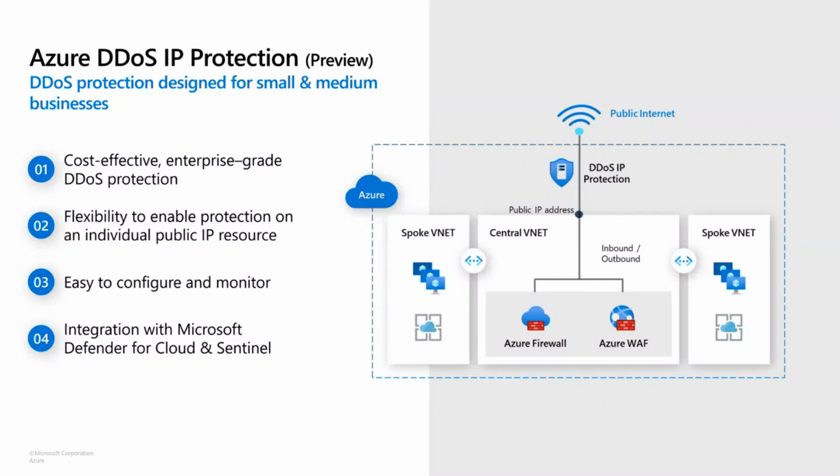But for SMBs or smaller environments, where you have a few IPs that you want to protect, there is a new SKU, DDoS IP protection, which is in preview right now, and that gives you the ability to enable DDoS protection at an IP level. And that IP is a public IP, right? We are talking about public IP protection. Let's say in this example, I have two public IPs. I enable DDoS at an IP level versus my whole VNet level. So that's where DDoS IP protection comes in.